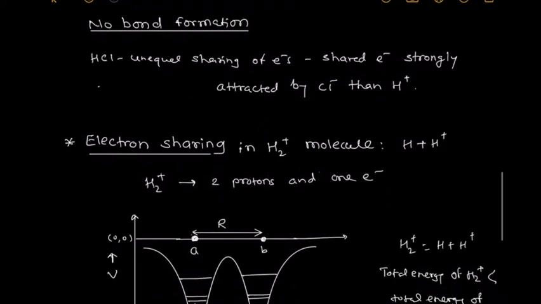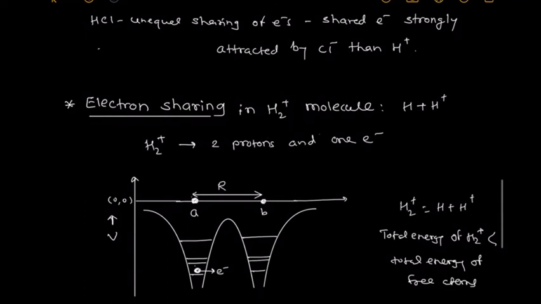Now see the next point. Once a stable molecule is formed by sharing of electron from one interacting atom to the other interacting atom, how do we explain it? By using another theory, electron sharing in the H2 plus molecule. Now how is that molecule formed? One hydrogen atom and one H plus ion combine together. These two bind together and form a stable molecule. That stable molecule is the H2 plus molecule. But how is it stable? That we explain here.